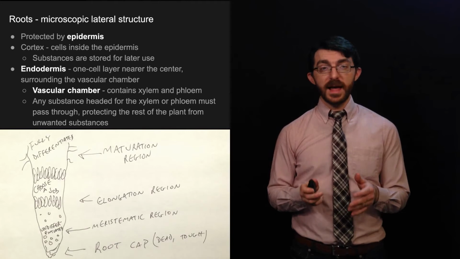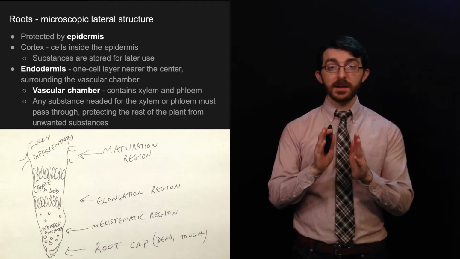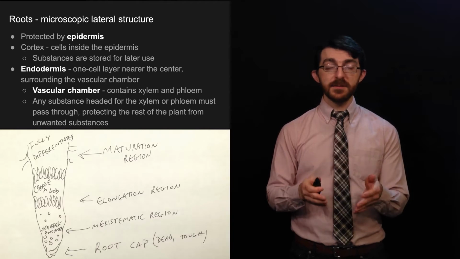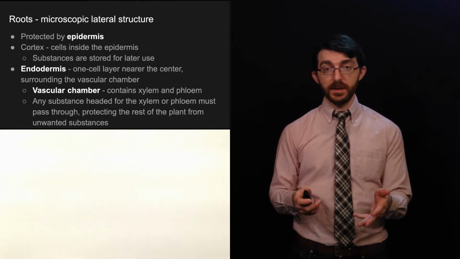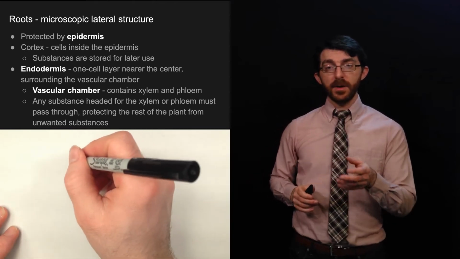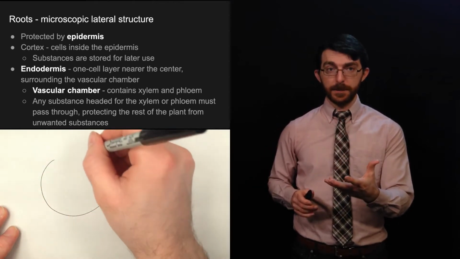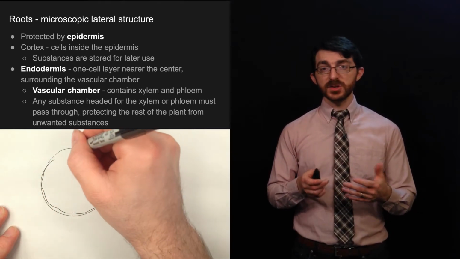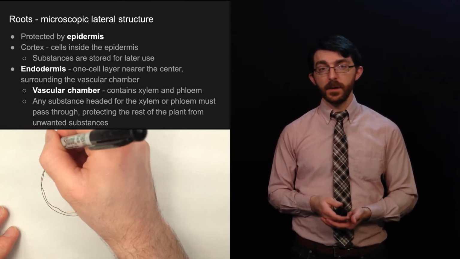So the roots have a microscopic lateral structure. They would be protected by an epidermis, which would be like a single-celled layer around the outside. Now, there is what's called the cortex. These are cells inside the epidermis, and substances are stored here for later use.